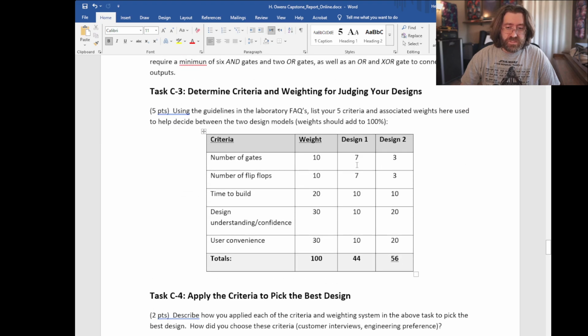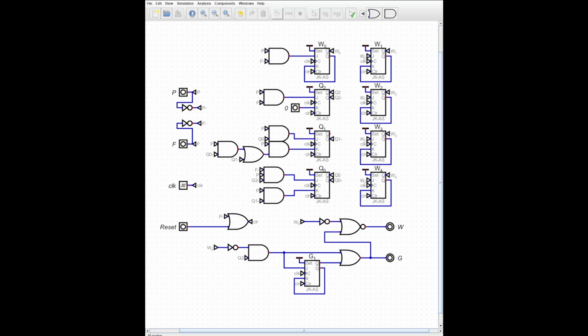Between these designs, design 1 is simpler. With design 2, one, the logic seems more straightforward to me, and two, I think it's more convenient to the user, so that's the one that I went with. Here is the design.